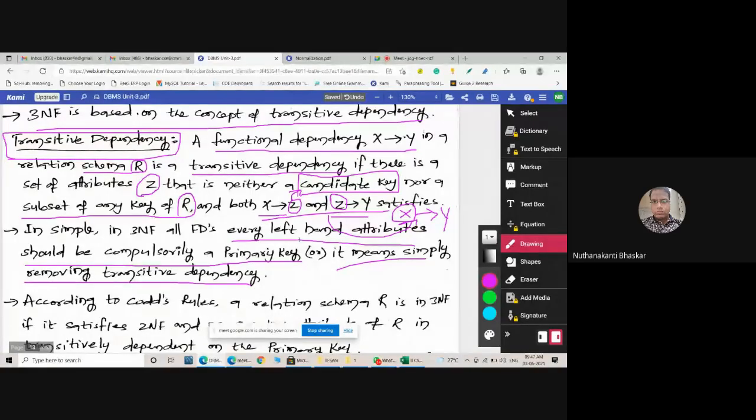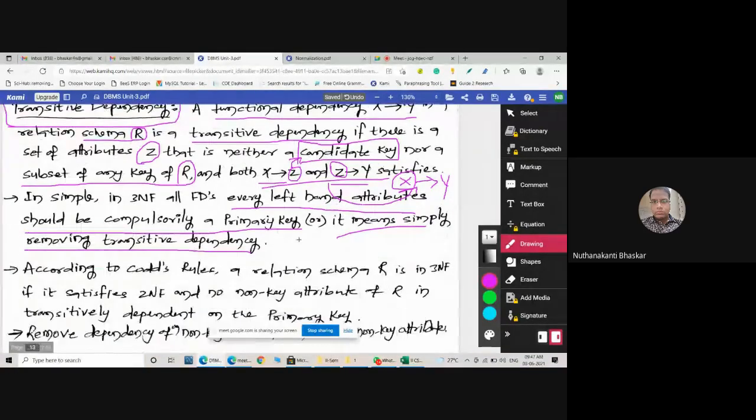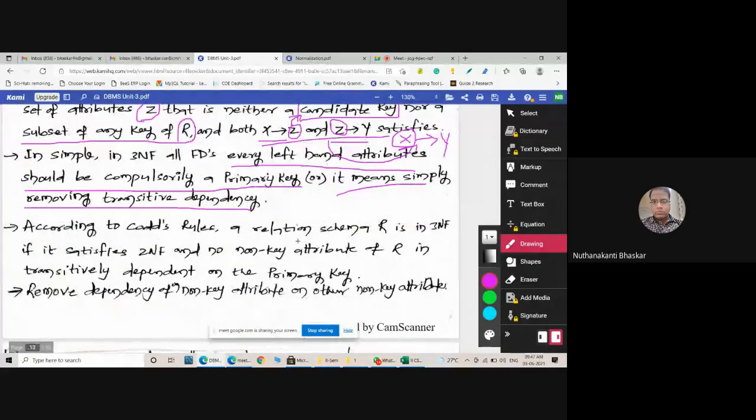You know what is the meaning of transitivity dependency? Again, I am telling, if your relation contains functional dependencies like X determines Y, Y determines Z, as per the transitive dependency, you can write directly X determines Z. That is the transitivity rule. Our third normal form does not support it. Directly, you can write X determines Z.